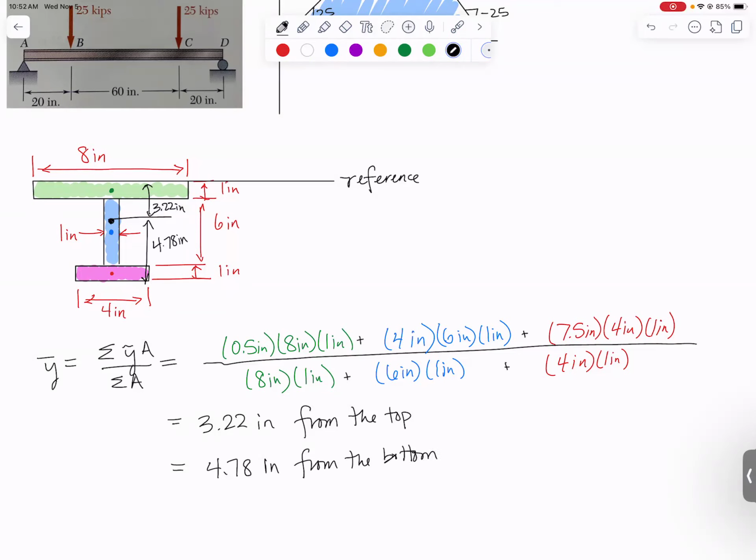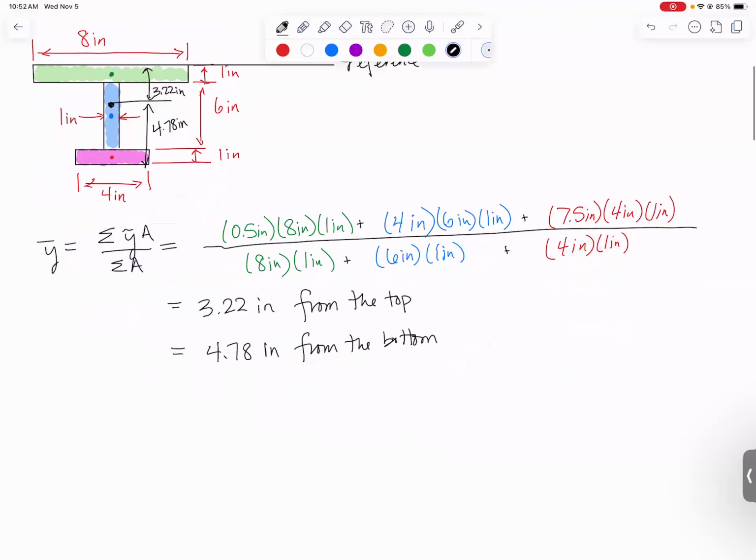We want to find the stress at the top and the stress at the bottom. So I need the distance from the centroid to the top and the centroid to the bottom. Now that we have our centroidal location, we can find the moment of inertia about the axis through that centroid. We need to add it up for our 3 areas.